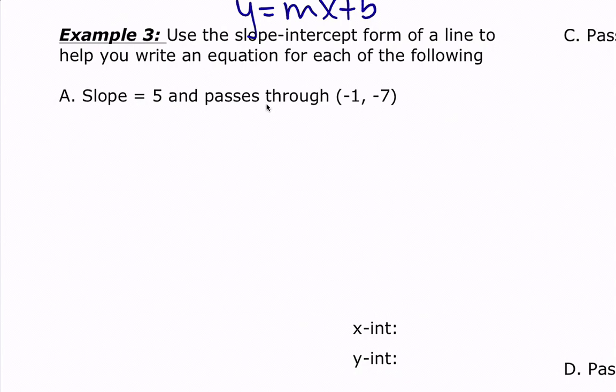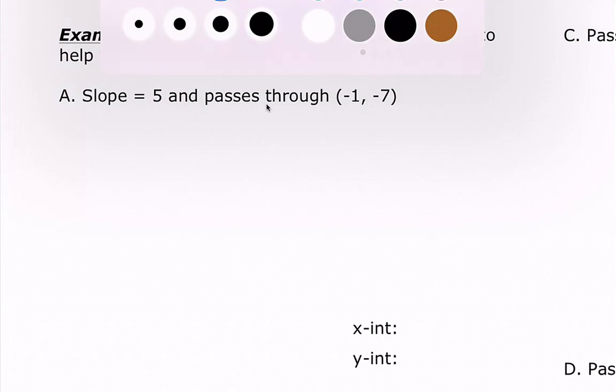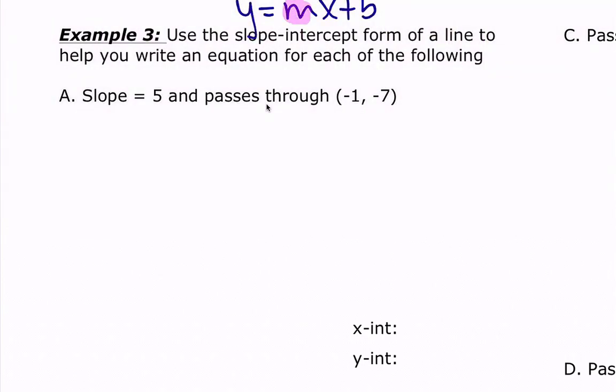Well, lucky us, it gives us m here. But it does not give me b, the y-intercept. Okay, so how can I find that given the slope and one point? But remember, a point is always an x and a y value. Okay, so watch this, guys. Y equals mx plus b.